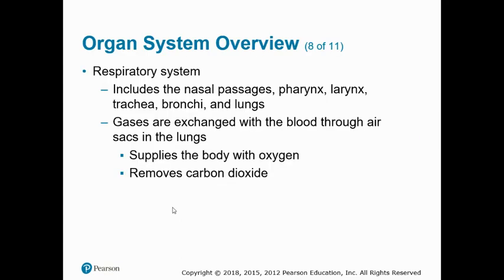Respiratory system is our next one. This includes nasal passages, so our nose, our pharynx, which is our throat, larynx, which is our voice box that allows us to talk, trachea, bronchi, and then eventually our lungs. The whole point of the respiratory system is for gases such as oxygen and carbon dioxide to be exchanged with our blood. It's going to take in oxygen and give it, through the circulatory system, to our organs. At our organs, our circulatory system is going to pick up carbon dioxide, and then it's going to release it through the respiratory system at the lungs.